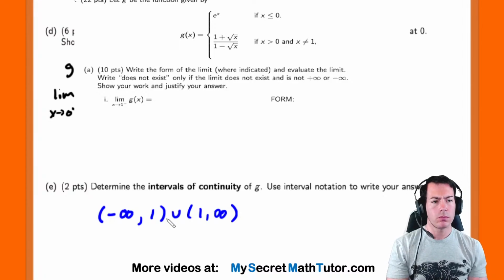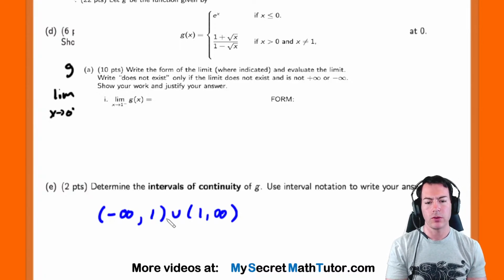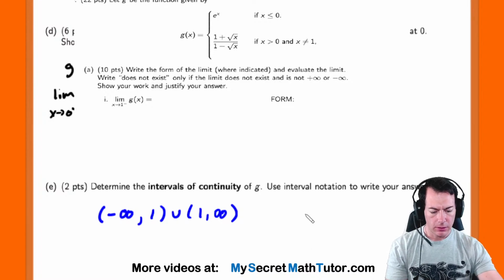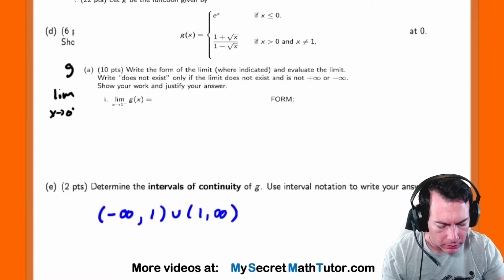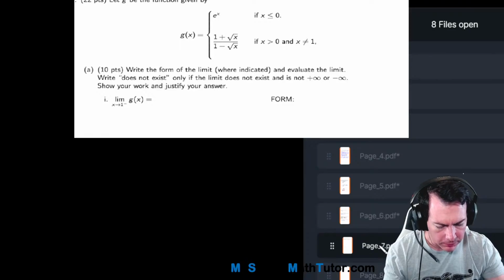So these intervals would really describe where the piecewise function is continuous. All right, very nice. I think that's the end of this page. We're moving right along. On to the next page, page 7.